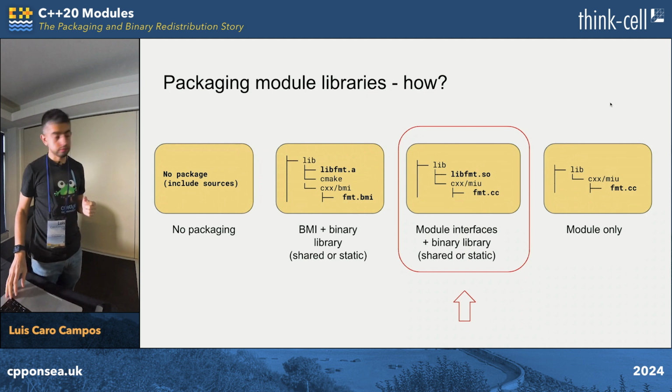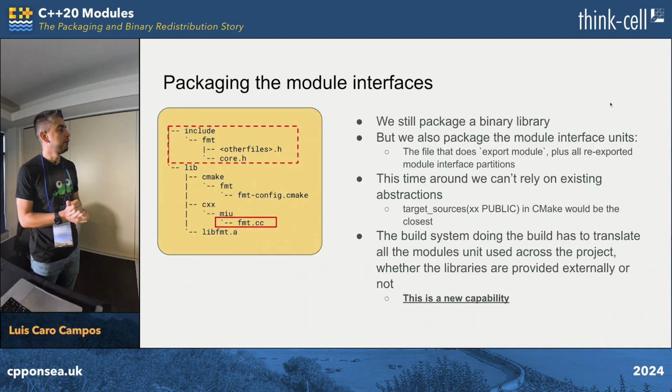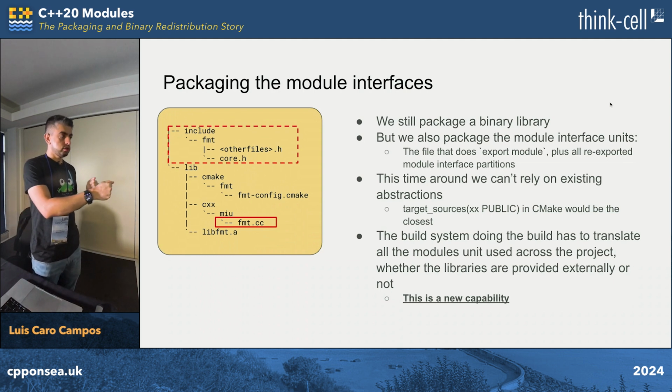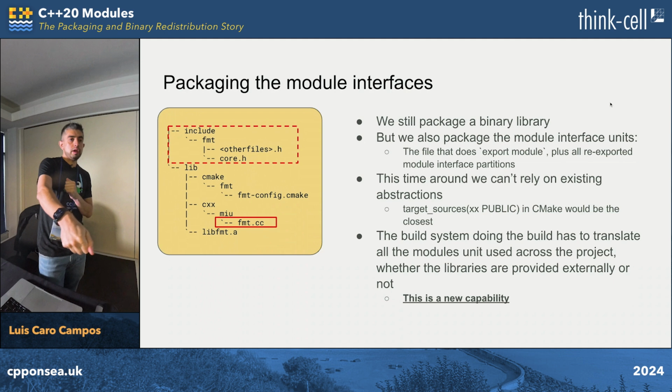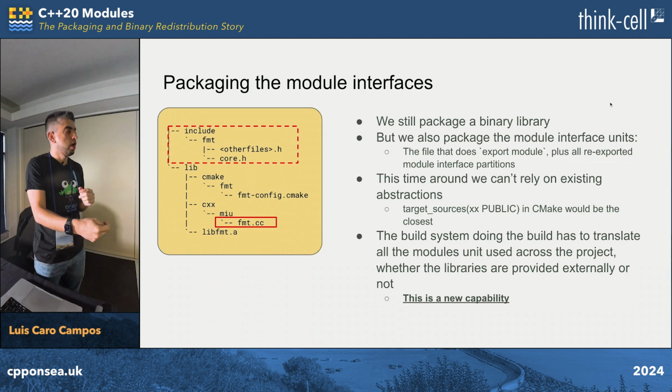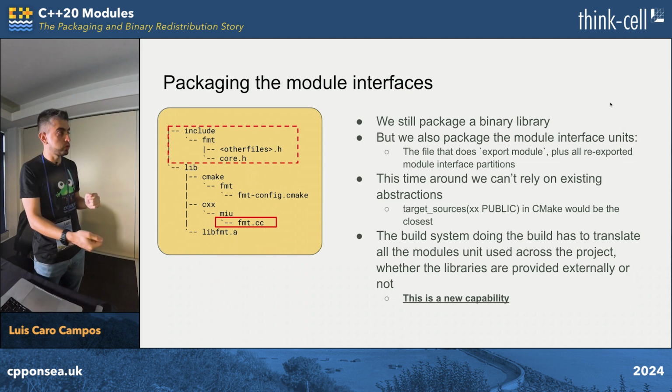But this does impose a change in how we do things. It's no longer just a case of propagating a compiler flag. It's no longer just a case of propagating an include path to your consumers. Now our build system needs to know that it needs to build that file, and it may not need to compile the file fully and produce the object file. It only needs to generate a BMI for it.